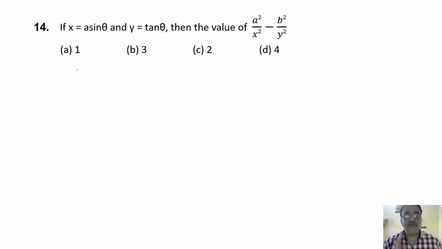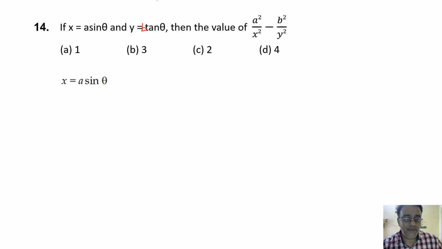If x is equal to a sin theta and y is equal to b tan theta. Thoda sa mistake ho gaya yahan pe. y is equal to b tan theta. Then the value of a square upon x square minus b square upon y square. So first, what is given? x is equal to a sin theta.